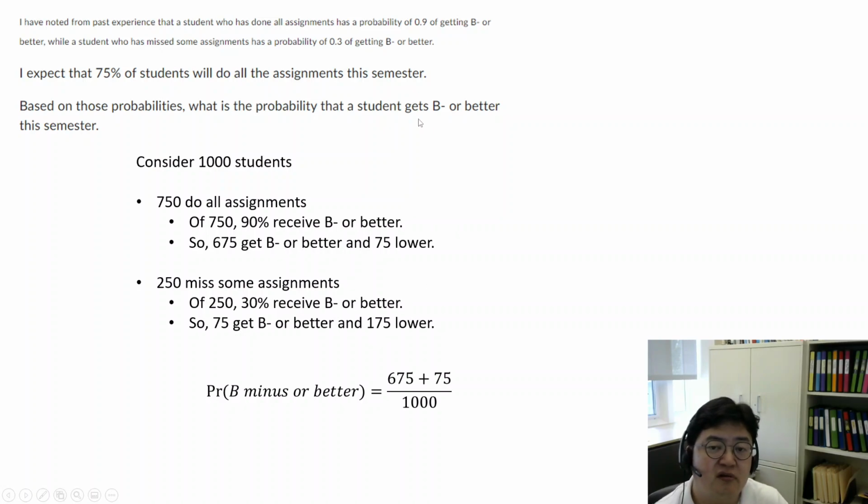And then, after all, what is the unconditional probability that a student gets B- or better? Out of 1,000 students, according to our classification, 675 plus 75 students get B- or better. So this is the unconditional probability. Okay.